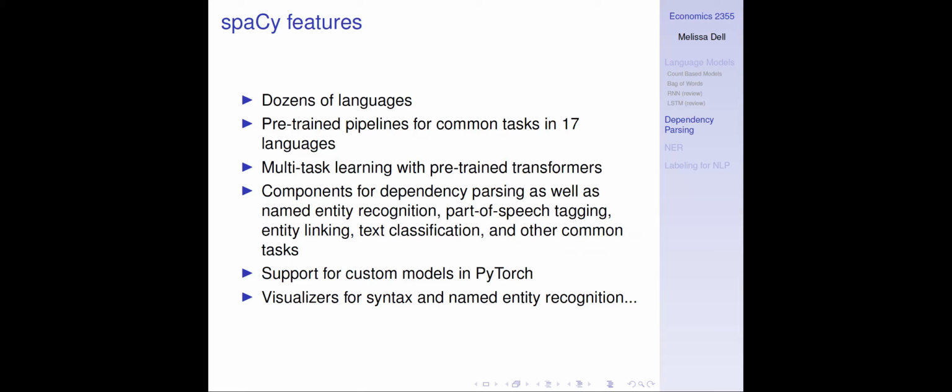You can do that in a multitask framework where you're trying to optimize the embeddings for all three of those tasks. It has components for dependency parsing, but also named entity recognition, part of speech tagging, entity linking, text classification, and other common tasks. Importantly, it supports custom models in PyTorch.